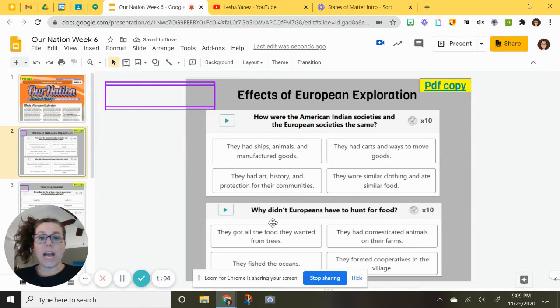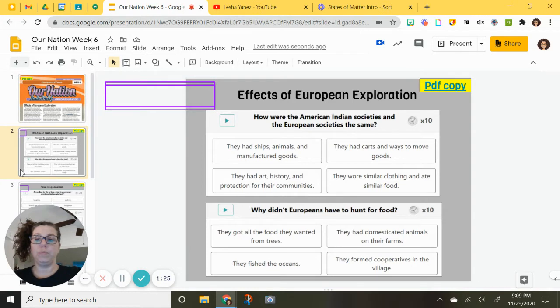Question 2. Why didn't Europeans have to hunt for food? They got all the food they wanted from trees. They had domesticated animals on their farms. They fished in the oceans. They formed cooperatives in the village.